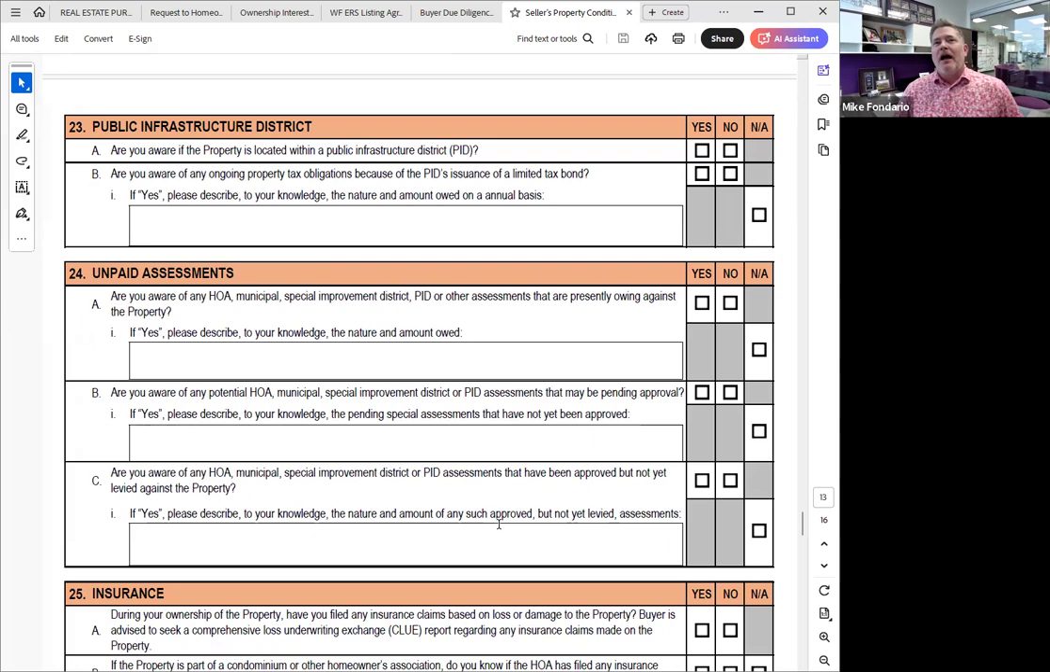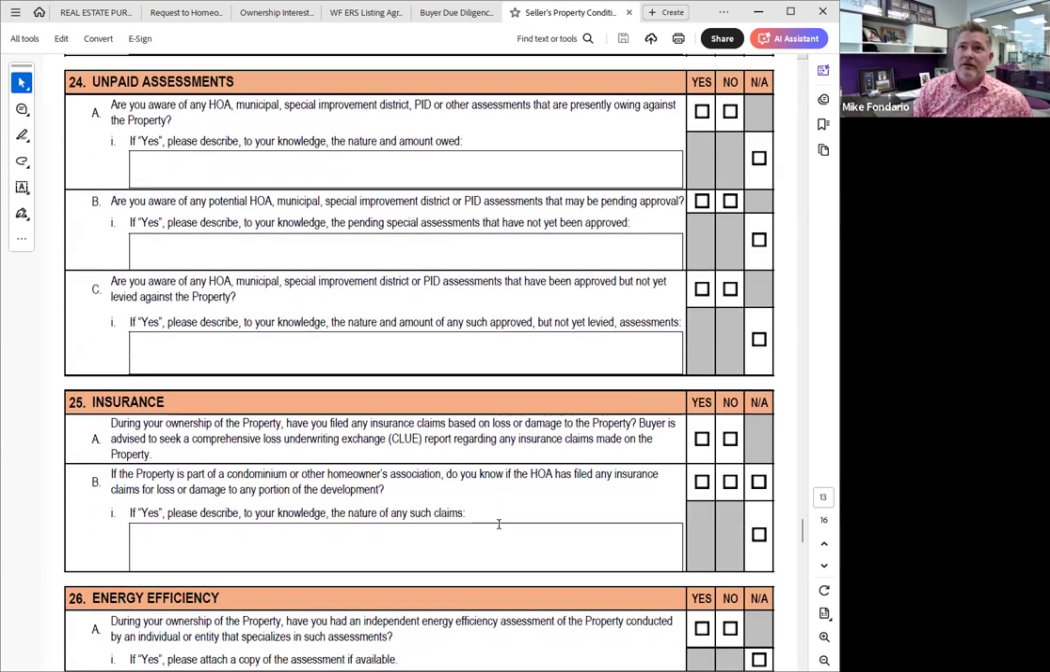Thanks, Scott. Paragraph 23, PID, Public Infrastructure District. Are you aware of one? I think if you're living somewhere and they put one in, you're going to be pretty aware of it. But moving into one, you may not be so aware of it. Is anybody currently aware of a PID? I think there's one in Murray or somewhere going on right now. PIDs aren't very common, but they do happen. So yeah, you need to disclose those.